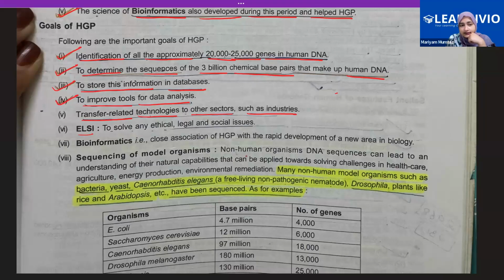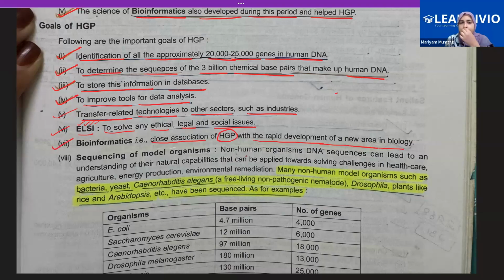After that, then comes the ELSI. The E stands for ethical, L stands for legal, S stands for social, and the I stands for issues. So they wanted to solve ethical, legal, social issues that are related with the human genome. Okay, and how to use it for the benefit. Bioinformatics. It is the close association of the Human Genome Project with the rapid development of a new area in biology. So this was also developed accordingly.